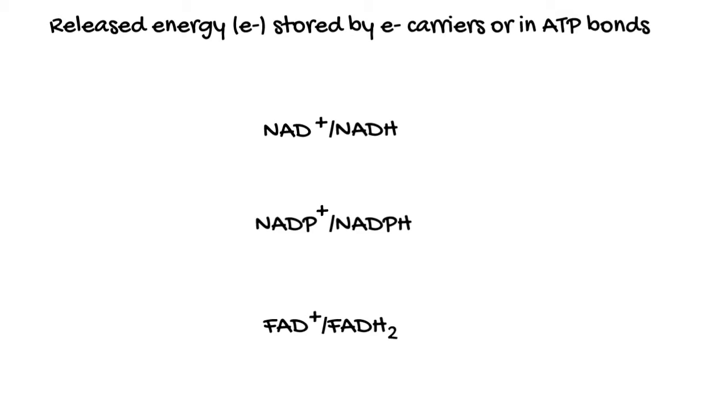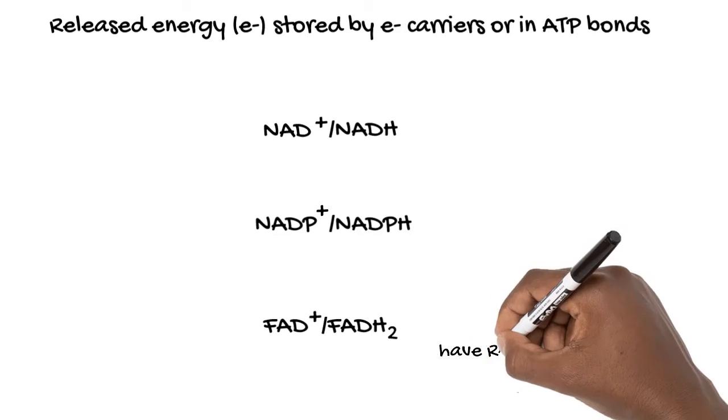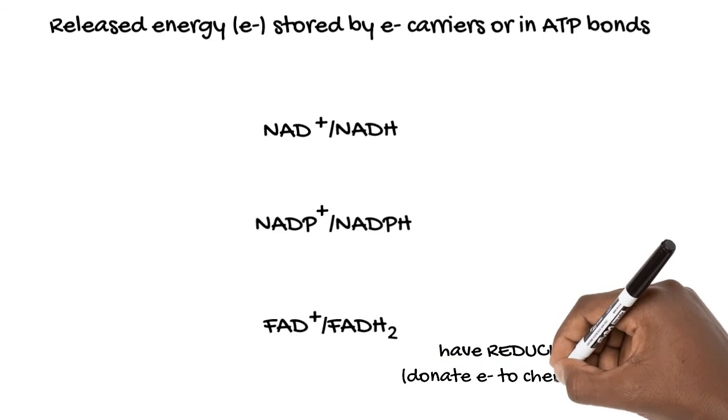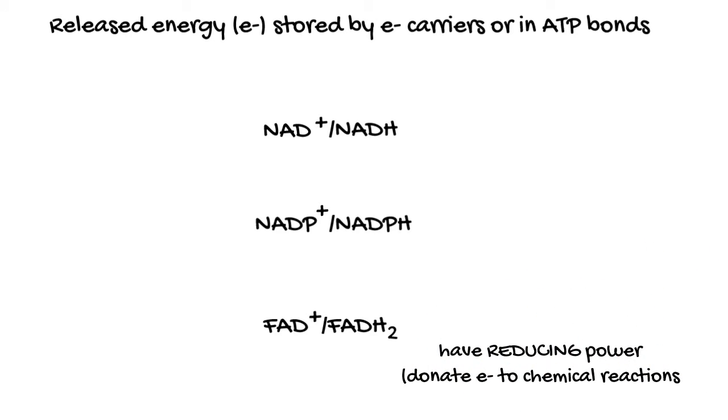Look at these pairs. Do you see which form of the electron carrier has an electron to donate? Based just on what you see here, which forms of these carriers is oxidized? Did you answer NAD, NADP, and FAD? They each have the plus sign there, indicating that they have an electron to donate. Therefore, they are oxidized. NADH, NADPH, and FADH2 are electron receivers, so they are the reducing forms of the electron carriers. We can say they have reducing power.